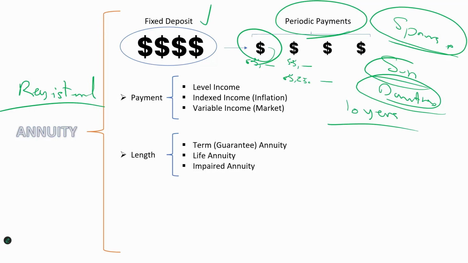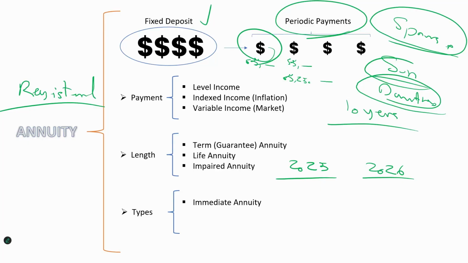So the payments can be level, indexed, or variable. The length can be life annuity, term, or impaired. And we have three different types of annuities as well. We have immediate annuity. Immediate annuity means that you will start getting your payments from the first year. So let's say if you open it in 2025, your first payment, when we're talking about immediate, means that you're going to start getting it from 2026. Okay, so immediate payment basically means that you're going to start getting your payments from next year. This is what we call an immediate annuity.